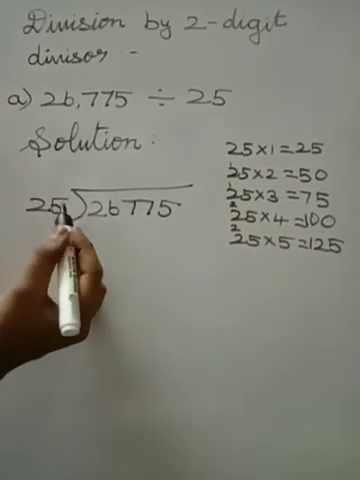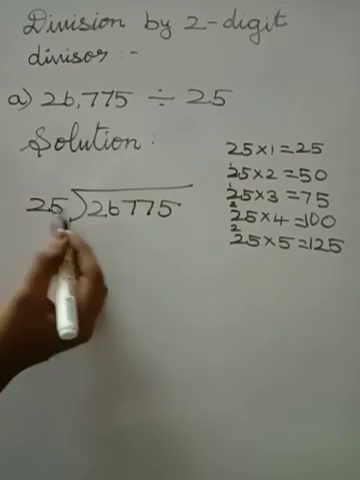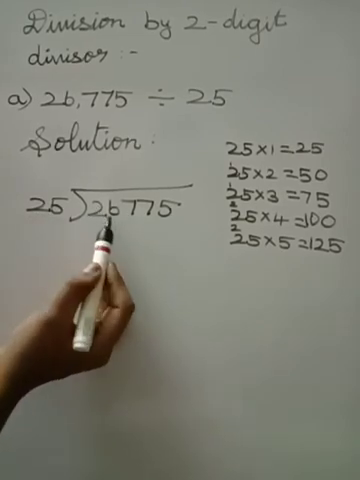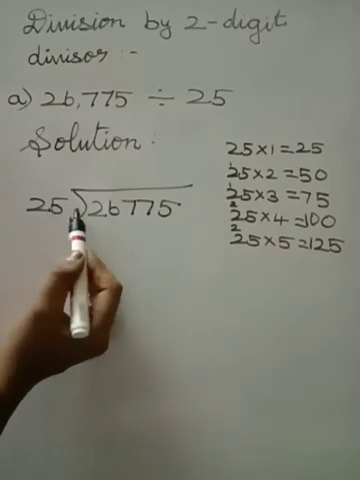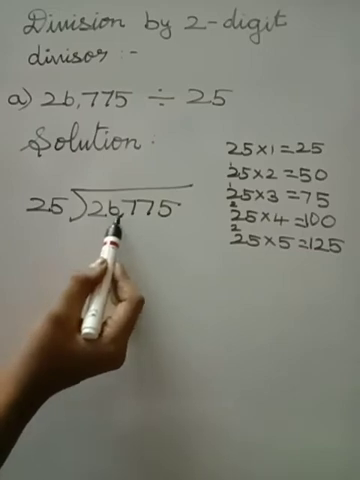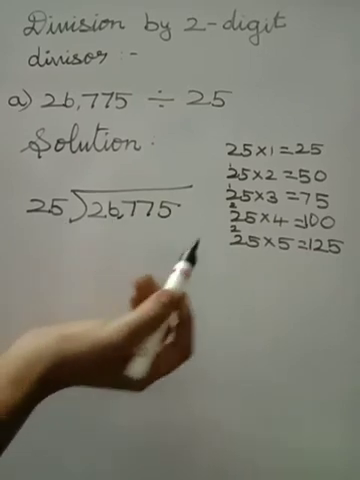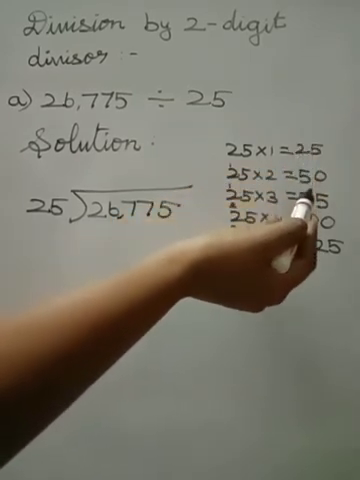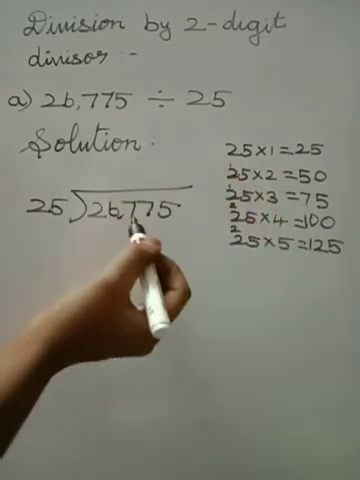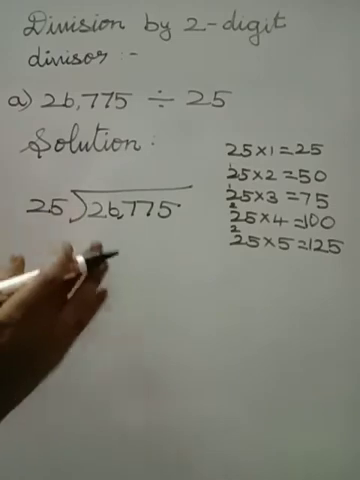Now see here, I told you the number we are going to divide should be greater than the divisor. Now see here, 2. So is 2 greater than 25? No. So what do you have to do? Take it as 26. So 26 is greater, isn't it? Now see in the product side, is 26 there? No. So what do you have to do? You have to see the nearest smallest number.